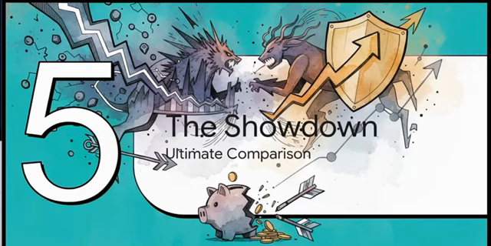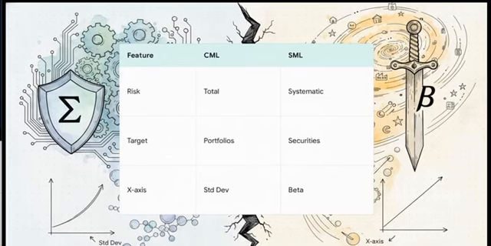Part 5. The showdown, the ultimate comparison. Now, what's really interesting about this slide is that it prevents the single most common mistake people make on the CFA Level 1 exam, a mistake that can seriously damage a real-world portfolio, confusing standard deviation and beta. Let's draw the battle lines very clearly here.